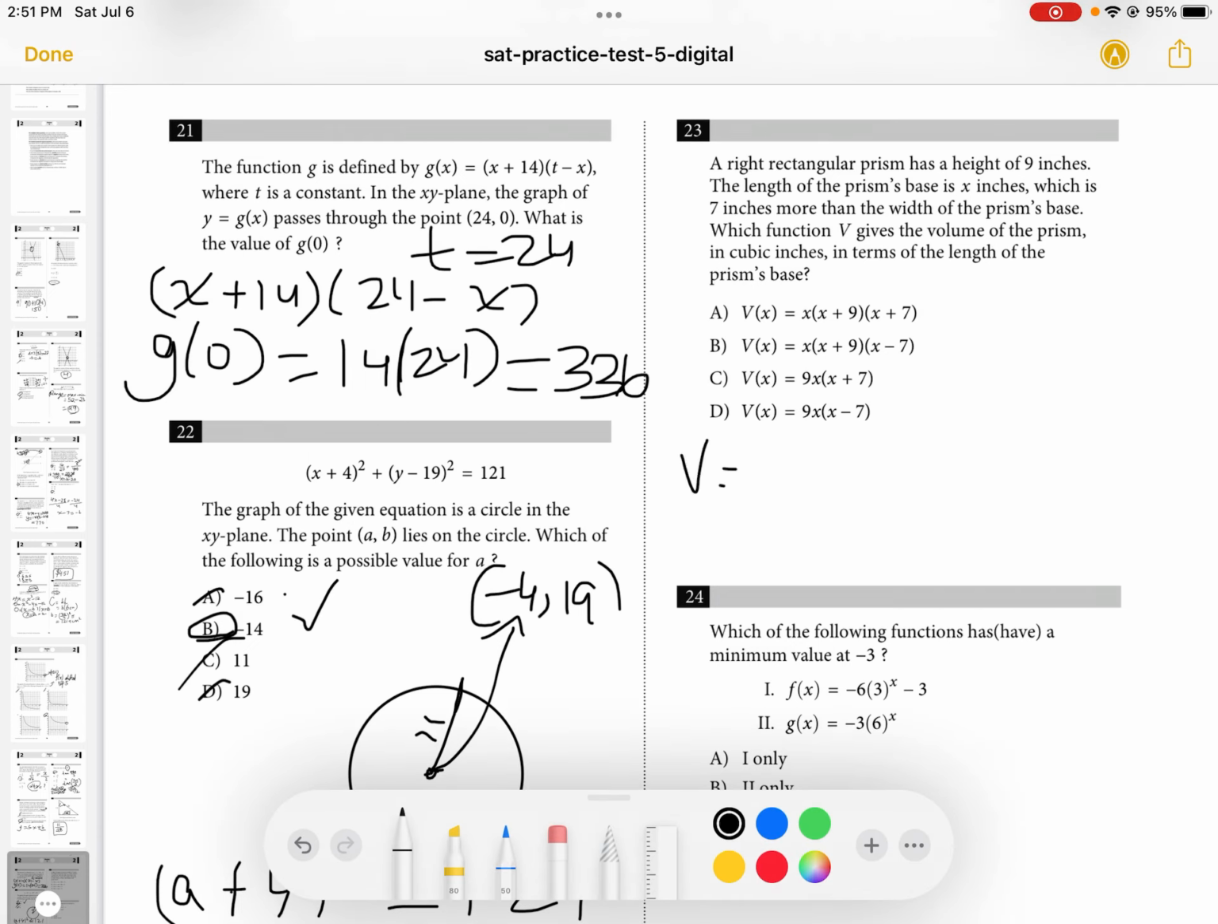So we know volume is equal to length times width times height. We know the height, it's 9 inches. And we know the length, which is x inches. So we have a factor of 9x, so we can immediately rule out A and B.